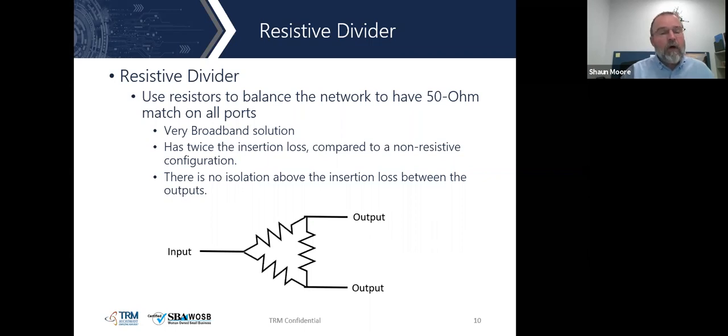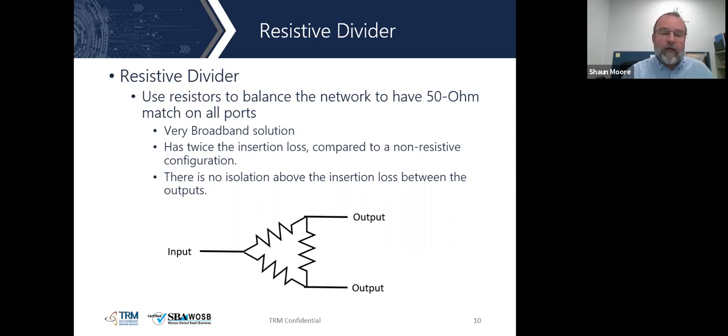TRM makes these. They are extremely broadband. TRM makes a DR285 that works from DC to 18 gigahertz, for example. Very broadband solutions. The downside of this is that it has twice the insertion loss of a non-resistive configuration.